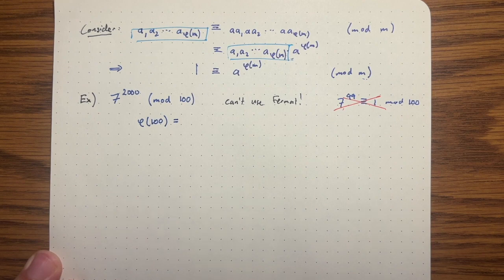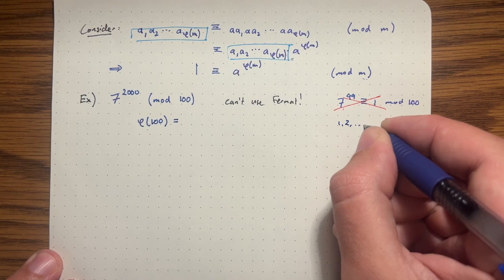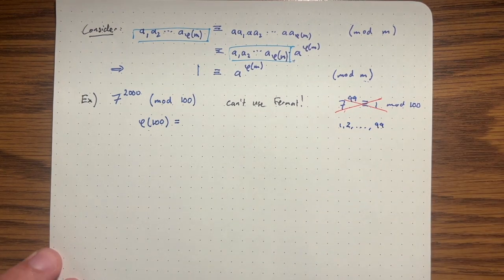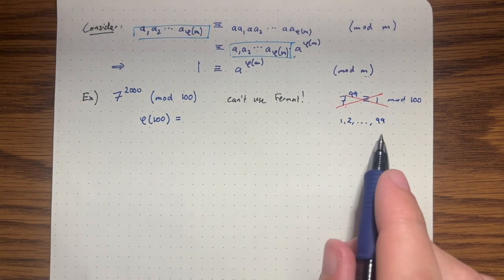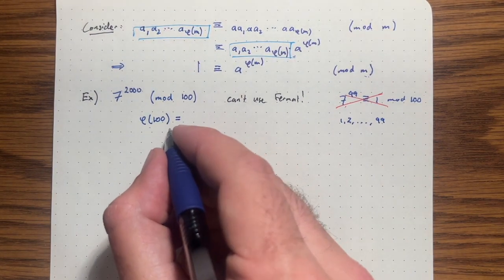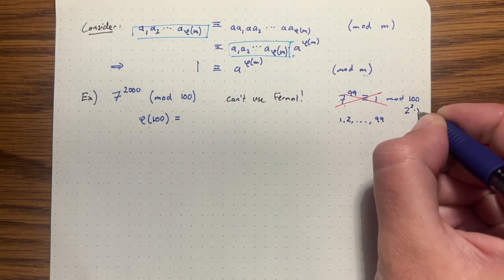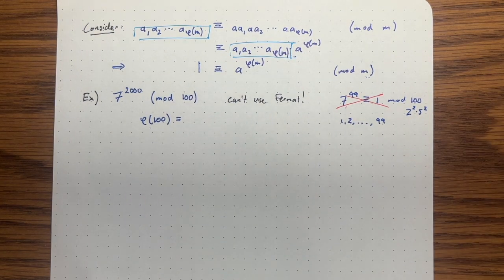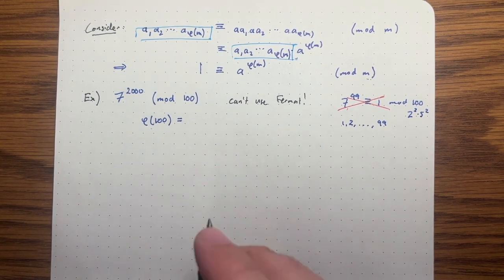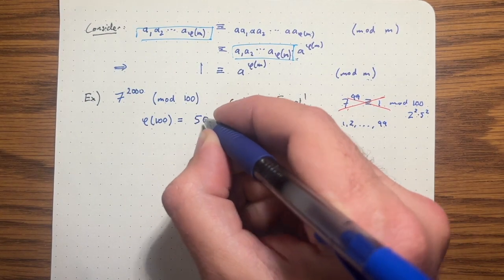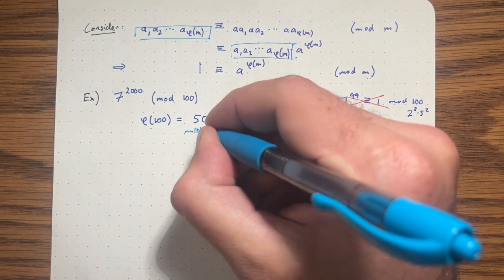Well, we want to count all the numbers from 1 up to 99 that are relatively prime to 100. There are multiple ways to do this, but here's what I'll do. 100 is 2 squared times 5 squared. I'm going to get rid of all the multiples of 2. So there are 50 multiples of 2.